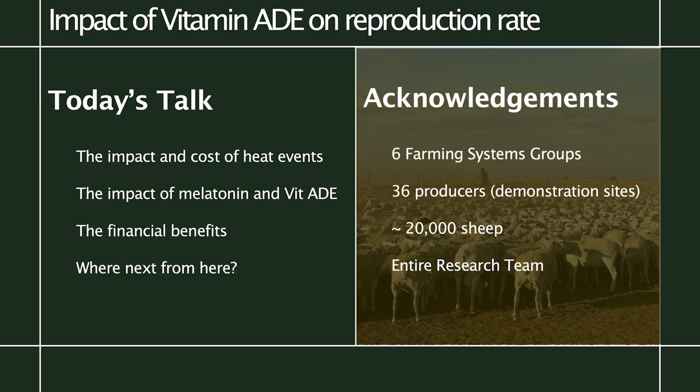Before I do that, I think it's important just to acknowledge everyone who's been involved in this project. This work wouldn't have been possible without the help and the co-design of the 6 farming systems groups and the landscape boards involved. They've helped obtain the farmer groups, Farmers First, find the farmers and introduce us. The 36 producers and demonstration sites who have welcomed us onto their sites, guided the research again, and in many cases dealt with my naivety about what we can achieve on sites. The 20,000 sheep that have been involved in the project, as well, obviously, as the entire research team, which encompasses people from the University of Adelaide, through SARDI, through the Drought Hub, and further.